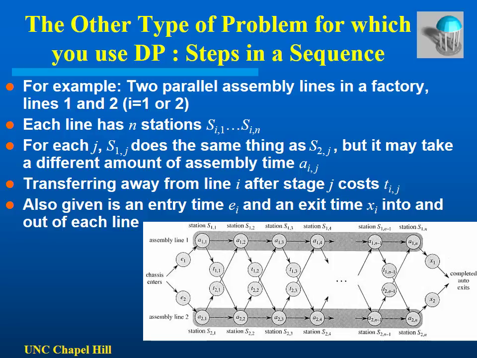In addition, there is an entrance cost for each of the two lines, E sub 1 for line 1 and E sub 2 for line 2. And likewise, there's a cost for taking things out of the respective lines at the end, and we'll call the cost for exiting, or the time, if you will, for exiting from the first line x sub 1, and the time for exiting from the second line, x sub 2.